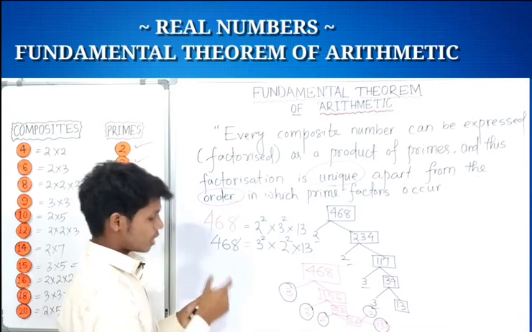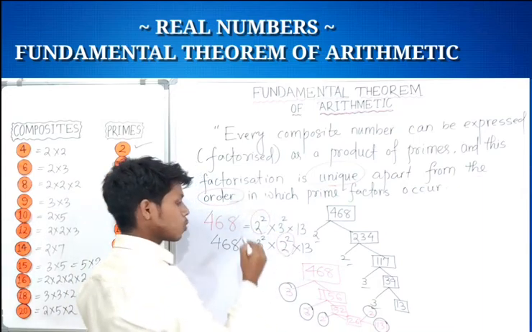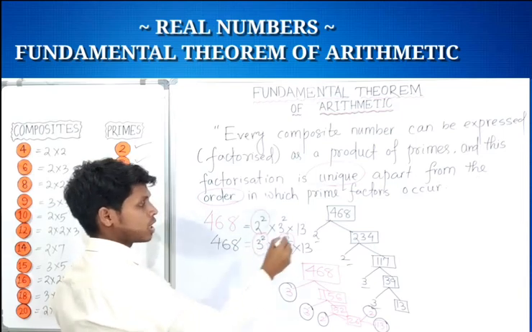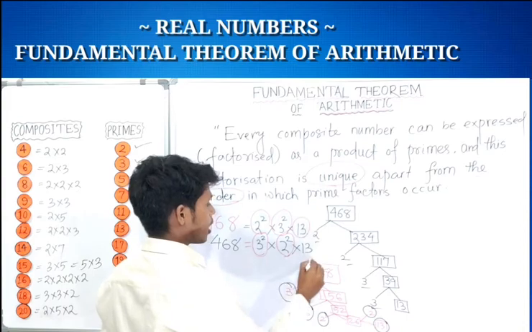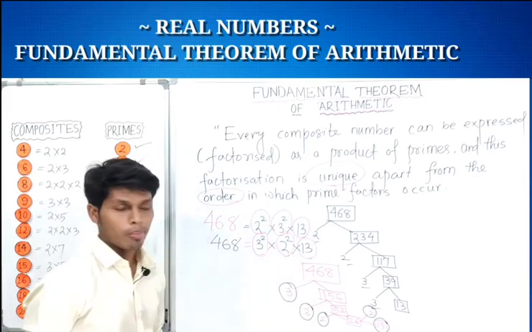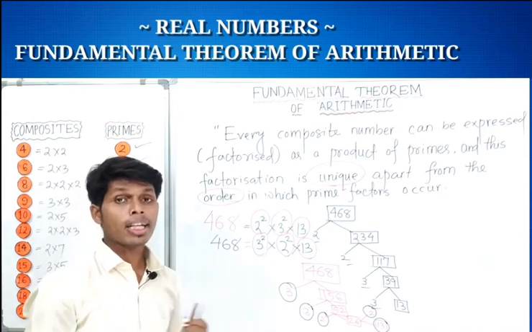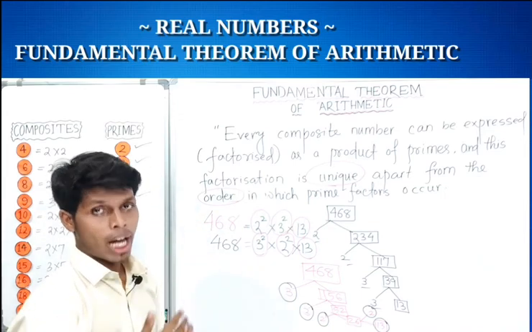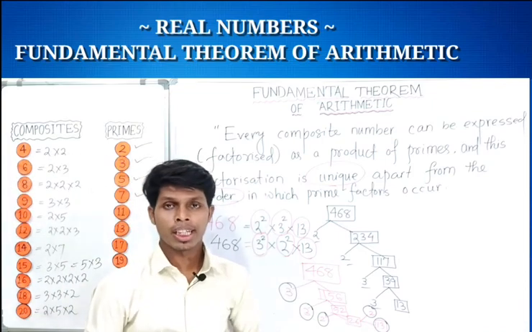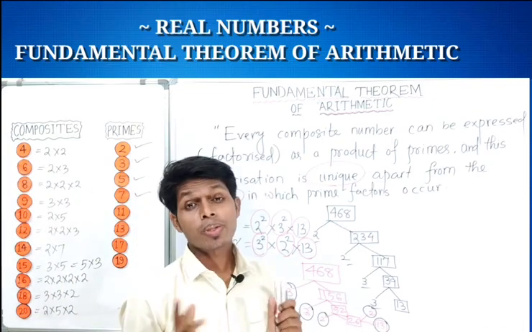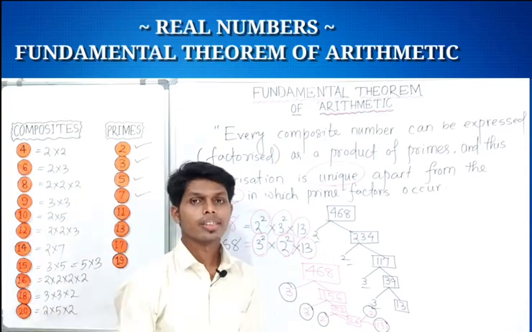But if you see the combinations, here there are two 2's, here also there are two 2's, here there are two 3's, here also there are two 3's, here there is one 13, and here also 13 is multiplied once. So the combination is always unique. Yes, the order may change among the prime factors. So this is what the fundamental theorem of arithmetic says. It gives you nothing but another definition of a composite number.